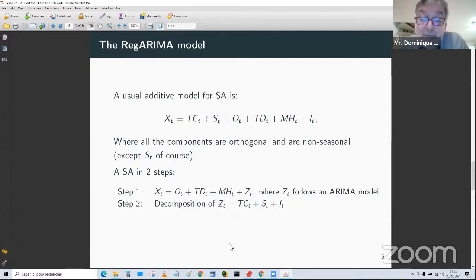And the last step, I mean, it's not an important step, but you should have it in mind, is that the outliers, you are going to put them according to the nature of the kind of outlier. You are going to put it either in the trend cycle, for example, if it is a level shift, or in the irregular, for example, if it's an additive outlier or if it is a transitory change. You will put it in the seasonal component only if it is a seasonal outlier.